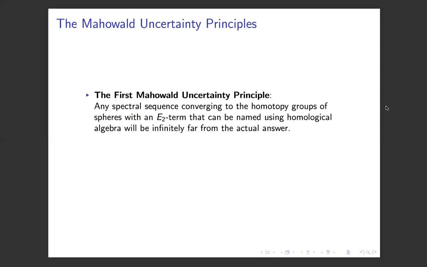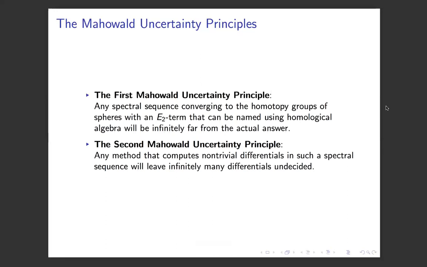Based on the experience I had with Mark Mahowald, I proposed the second Mahowald uncertainty principle, which says that any method that computes non-trivial differentials in such a spectral sequence will leave infinitely many differentials undecided. When I first started to get into this subject, I asked Mark Mahowald, what is the best method of computing stable stems? Mahowald told me that there's no best method. You really have to combine everything you got to push forward the known range for maybe just a little bit.